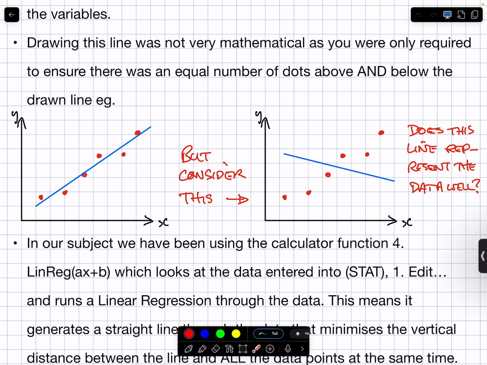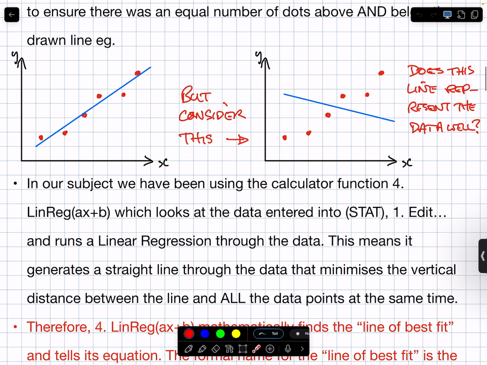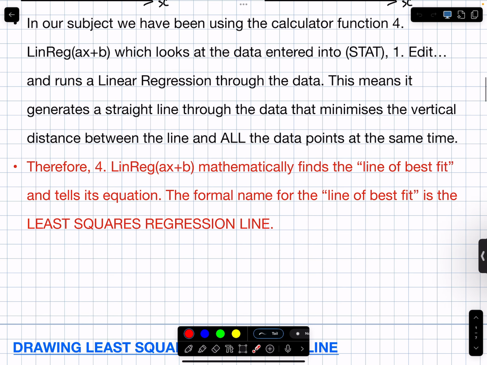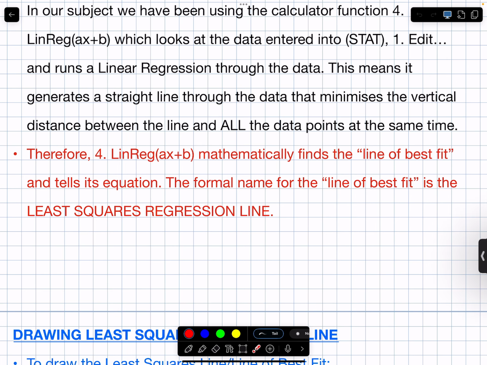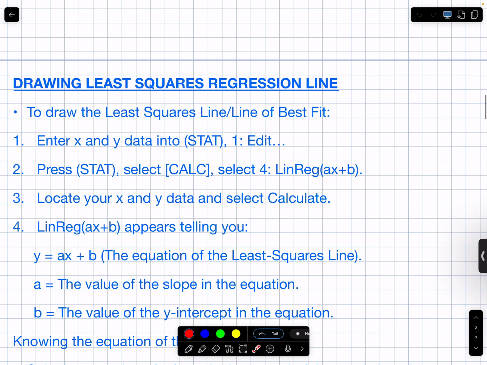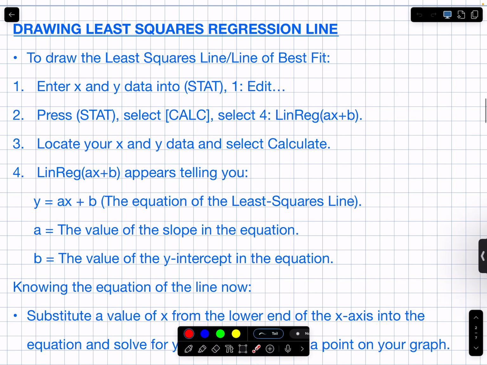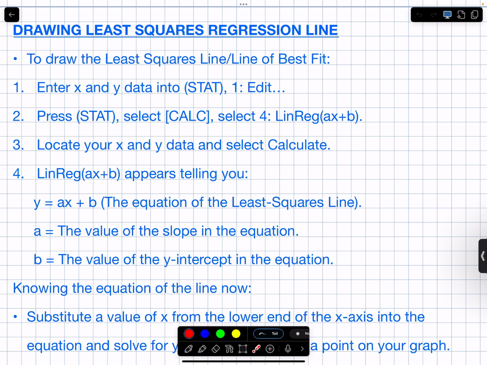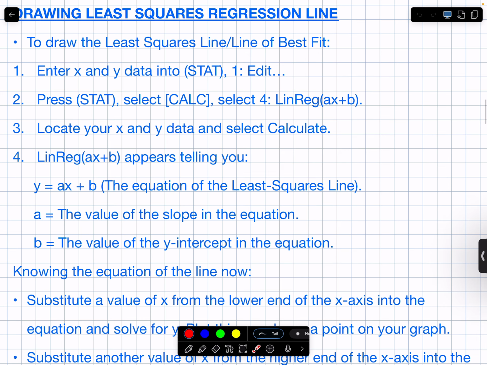So that is what lin reg is doing. It's finding you the line of best fit mathematically. So lin reg mathematically finds the line of best fit and tells its equation. The formal name for the line of best fit is the least squares regression line. Okay? So I printed this out to save you writing it out, but how do we draw the least squares regression line? This is not any different to what you've done before.